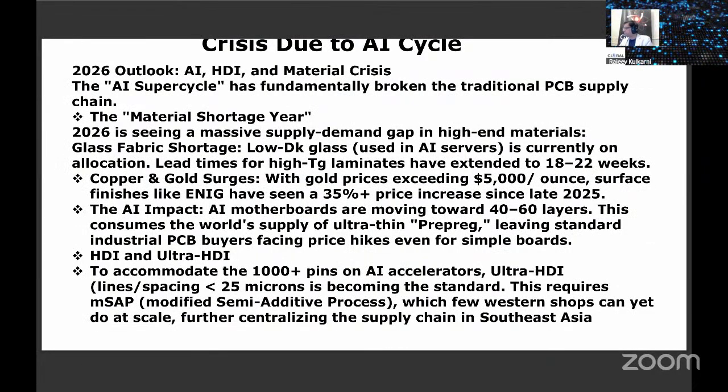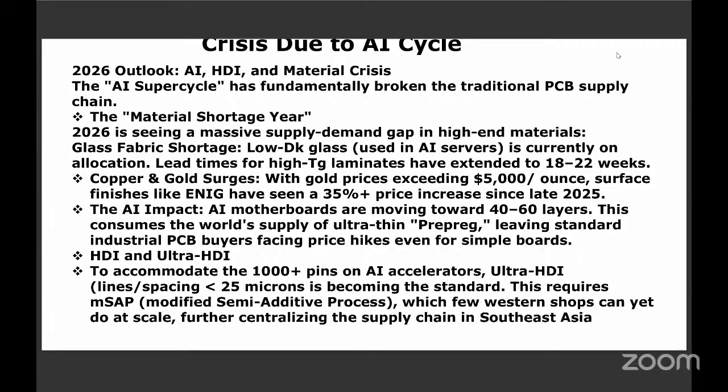So this is the last AI crisis page. Whatever I have shown in the picture is explained. Material crisis: the AI super cycle has fundamentally broken the traditional PCB supply chain. The material shortage projected for year 2026 is coming true. Copper and gold prices, not only price, even supply is an issue. AI impact: AI motherboards, especially used in the back end, are moving towards 40 to 60 layers. In AI, there was scale up, scale out and scale across. They require a lot of cabling, a lot of optical cabling, a lot of power supply. That is where the copper is used. Optical cable they are not using copper for, but on the power supply side they still depend on copper.